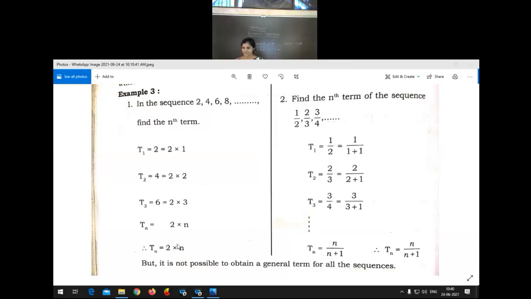I'm asking one question. Yes, look at one more example. I think after the discussion of this example, you will be able to give the answer to my question. So now the second question is like this. Find the nth term of the sequence. Here also the same type of question, but the sequence is different.